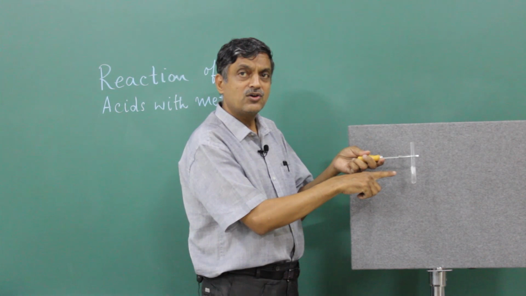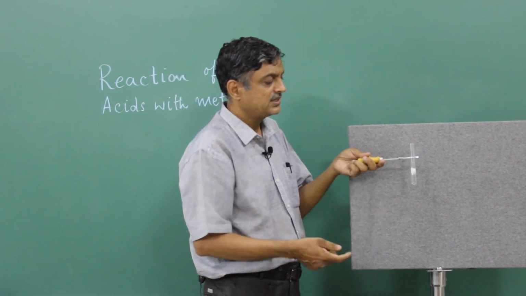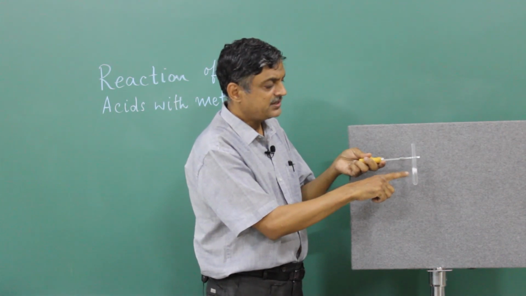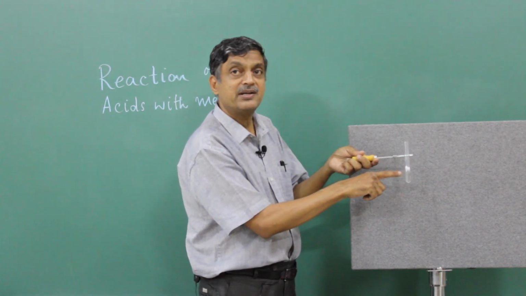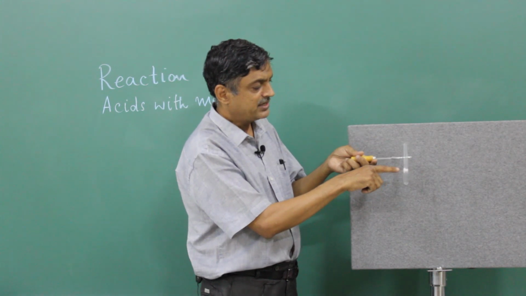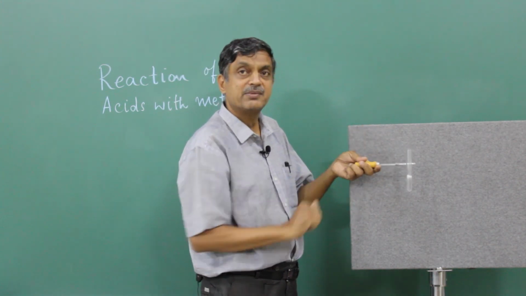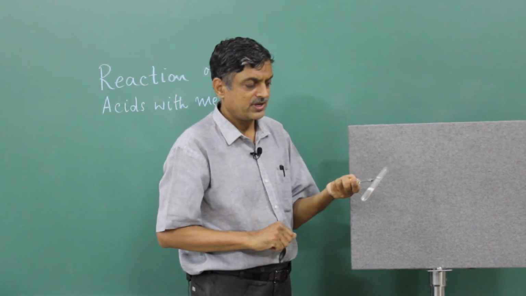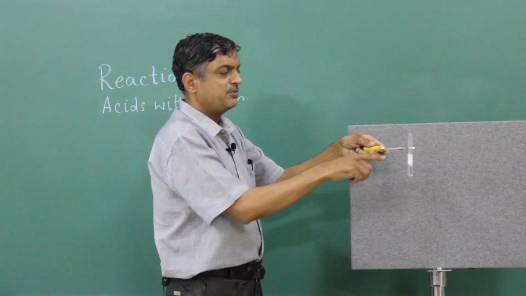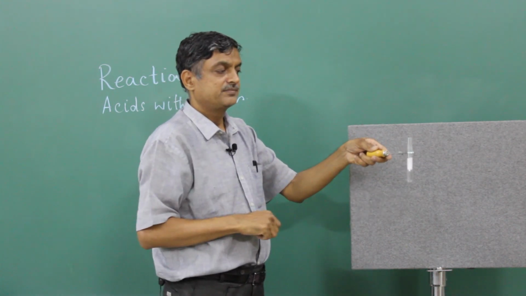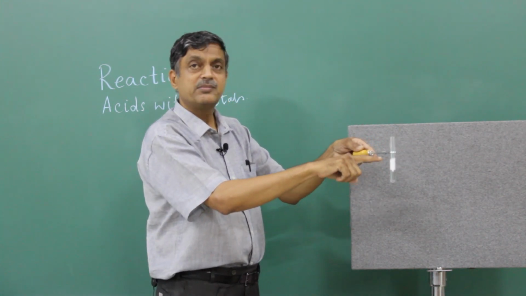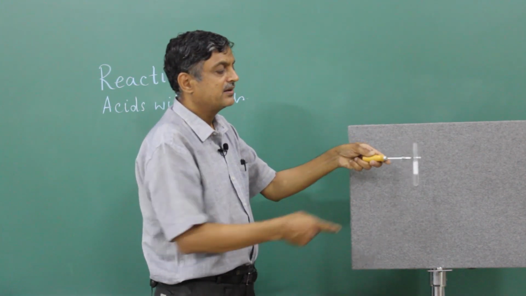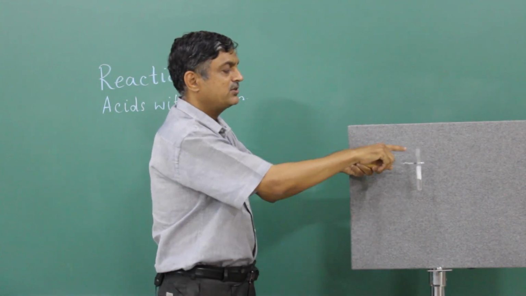Now, observe closely what happens. You hear the hissing noise and you see a lot of effervescence there. There is a vigorous reaction taking place between magnesium and hydrochloric acid, and in the process it is also liberating some gas, as you can see. Now, this is typical of all acids. Magnesium reacts with acid, forms bubbles and releases some gas.